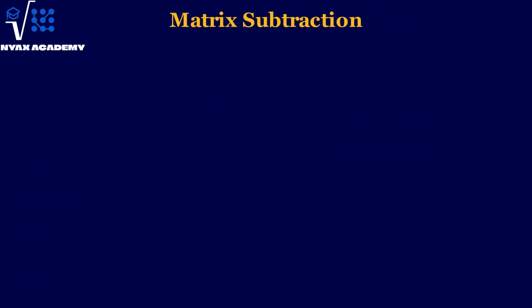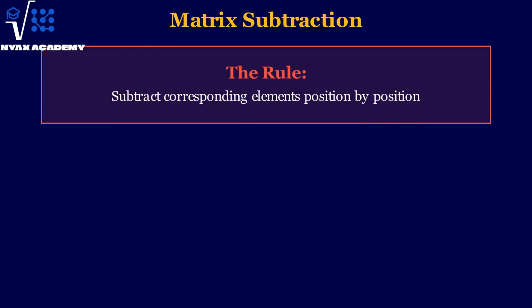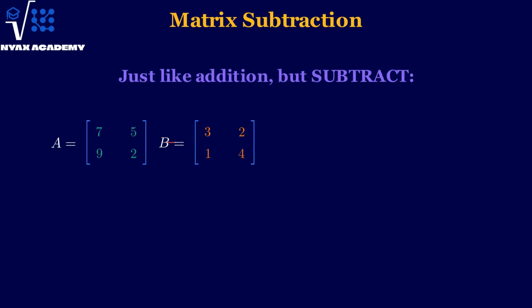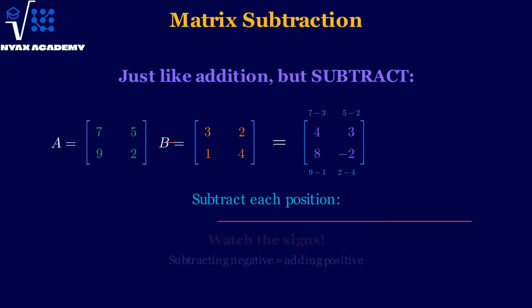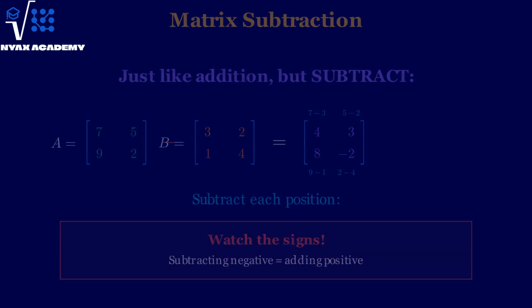For matrix subtraction, we subtract corresponding elements position by position. So it is similar to addition, but this time we are applying subtraction. For our first example, taking matrix A and subtracting matrix B, we are going to subtract each position separately. So 7 subtract 3 gives 4, and 5 subtract 2 gives 3, 9 subtract 1 gives 8, and 2 subtracting 4 gives minus 2. So subtracting a negative is the same as adding a positive.